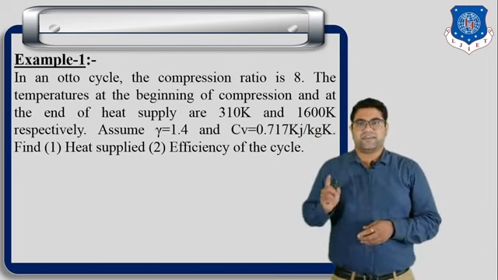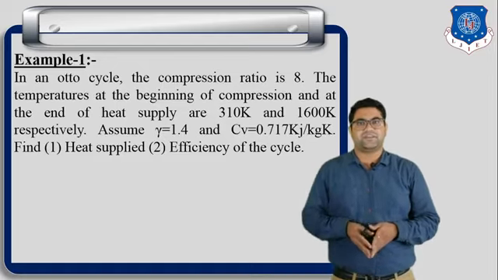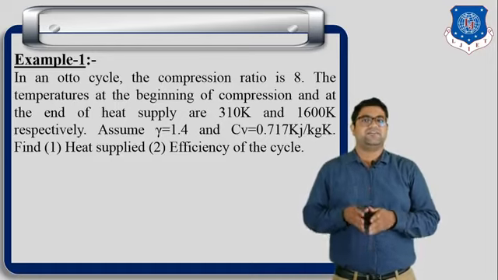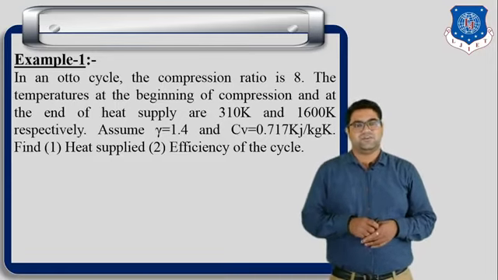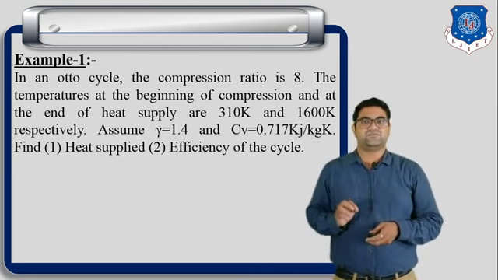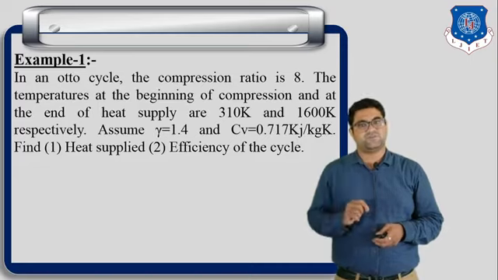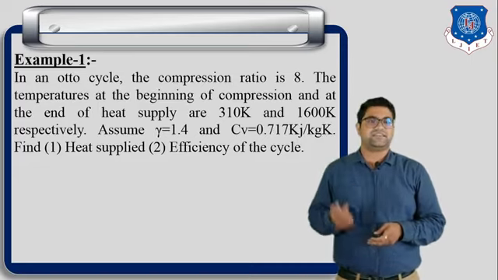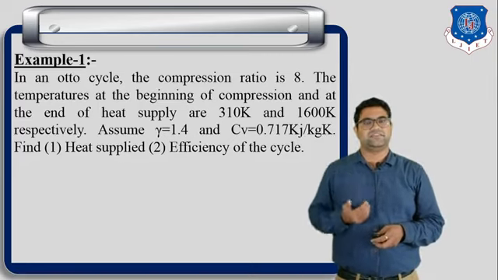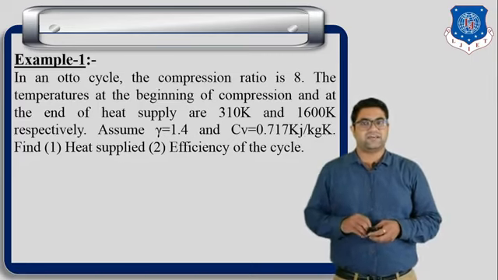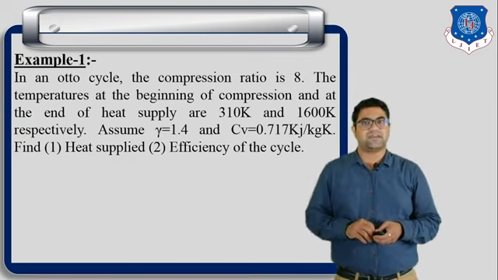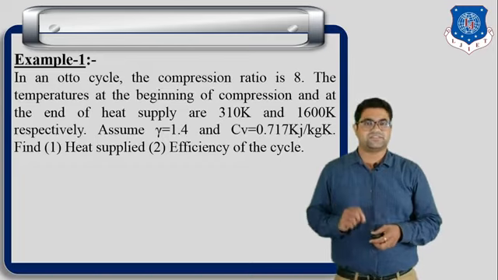The temperatures at the beginning of the compression and at the end of the heat supplied are 310 Kelvin and 1600 Kelvin. So two temperatures are given. Then they said assume gamma is equal to 1.4, so the value of gamma is given, and Cv equals 0.717 kilojoule per kg Kelvin. So these values are given. Now what do we need to find? We have to find first the heat supplied and second the efficiency of the cycle.